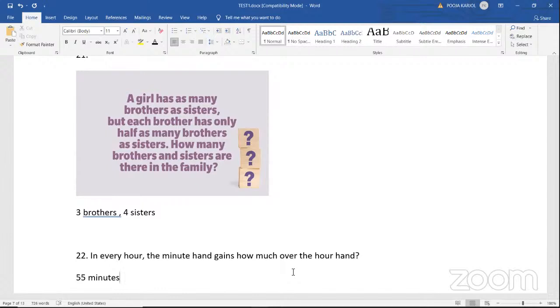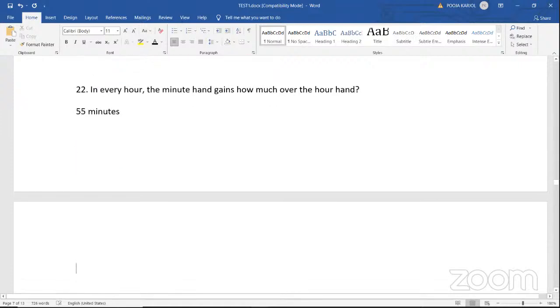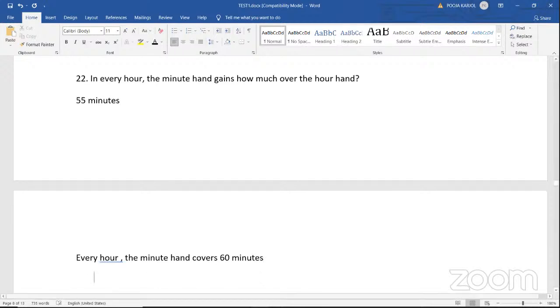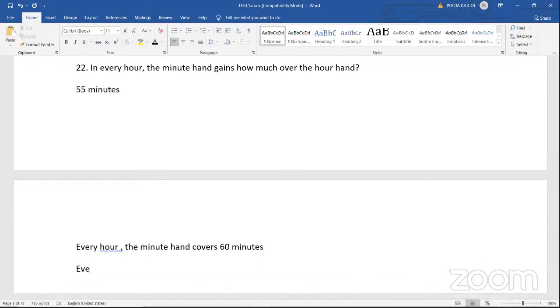Any doubt in this? Did you guys understand or not? Ma'am, I don't understand this. Okay, so every hour, the minute hand moves 60 minutes, correct? And every hour the hour hand covers 5 minutes.